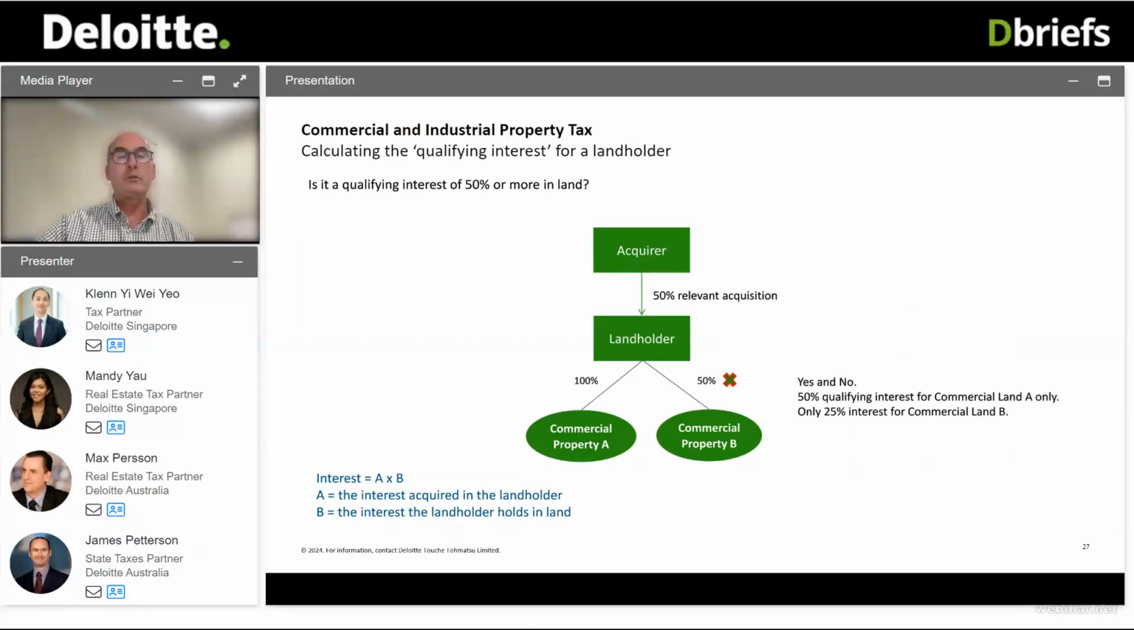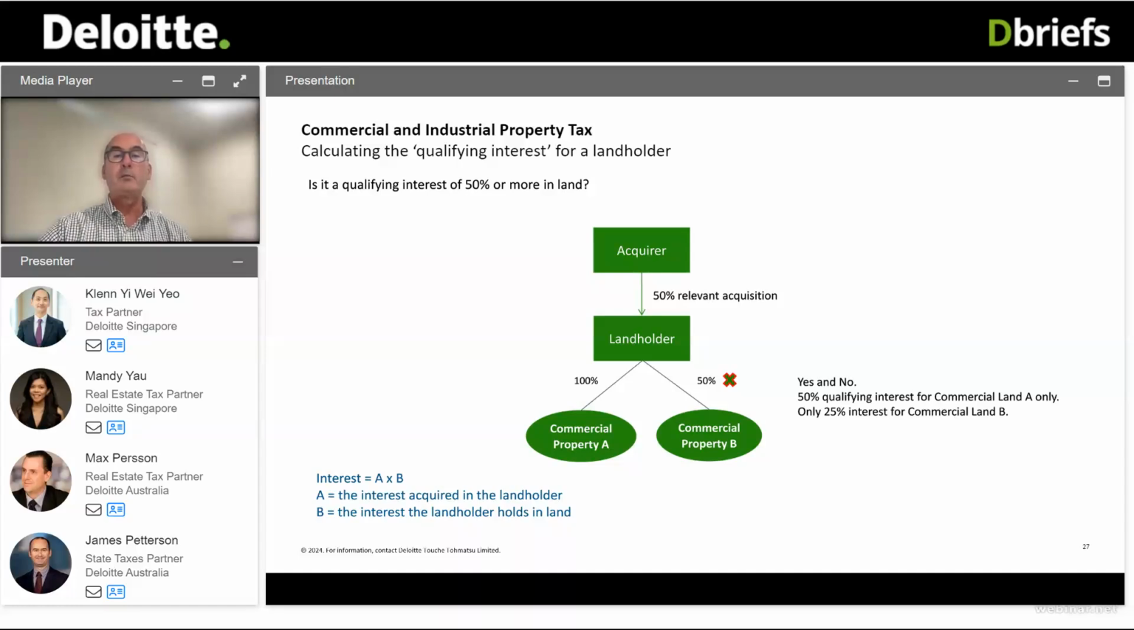This example shows the importance of the regime looking at each individual parcel of land. So here we've got an acquisition of a 50% interest in a landholder, and it has 100% of property A and a 50% interest in property B. So when we acquire that 50% interest in the landholder, we multiply through those interests to determine whether or not the property will enter into the CIPT regime.